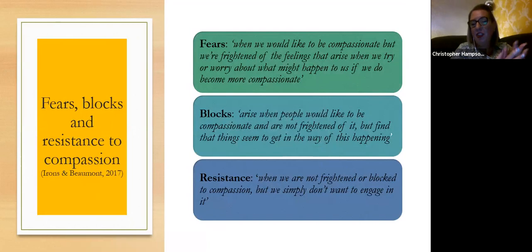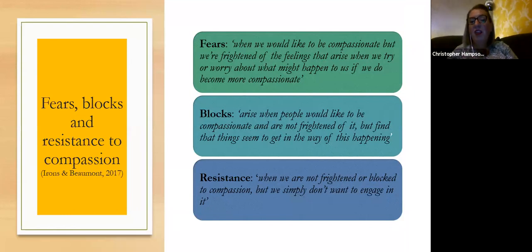So another way to describe fear, blocks, and resistance. So fears, when we would like to be compassionate, but we're frightened at the feelings that arise when we try, or worry about what might happen to us if we become more compassionate. So this one, I think, really stood out for me because I have a lot of clients who think, well, if I actually am more compassionate to myself, I'll have to like myself. I'll have to do things that people who like themselves do. So it's really a big topic to explore around the fears.